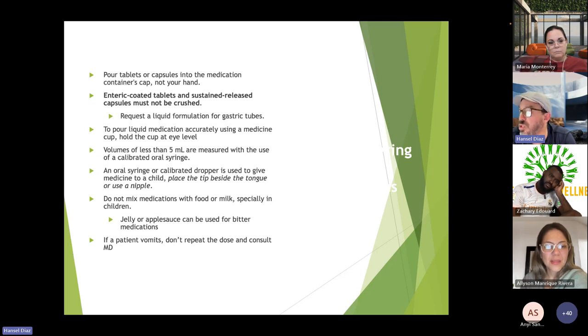Do not mix medication with food or milk, especially in children. If you're going to give something because it's too bad, use jelly or applesauce for bitter medications. They're safe. If the patient vomits or the kid vomits, do not repeat the dose. Call the physician. Consult a doctor. Know if they want you to repeat the dose.